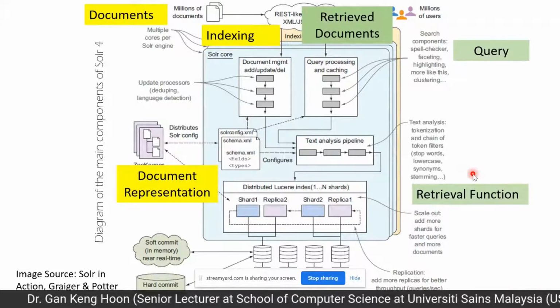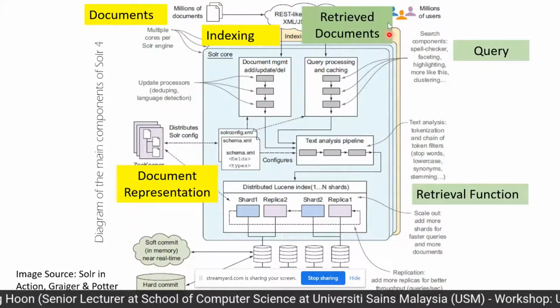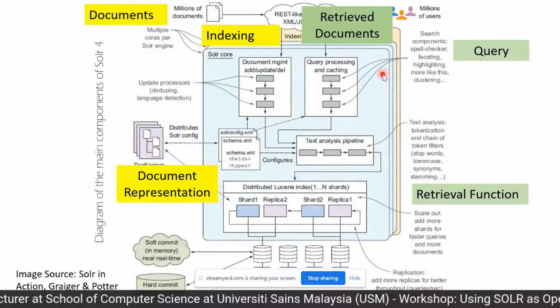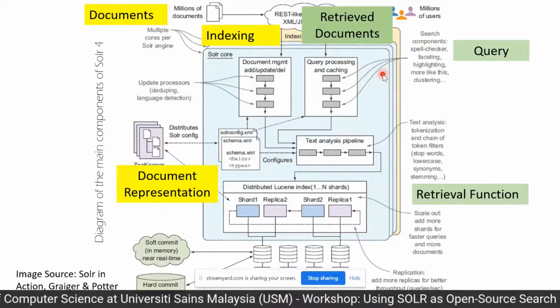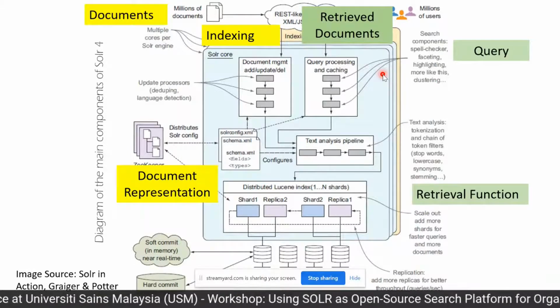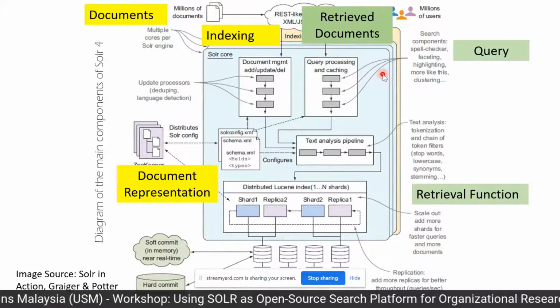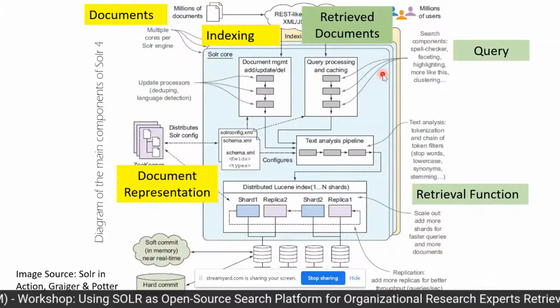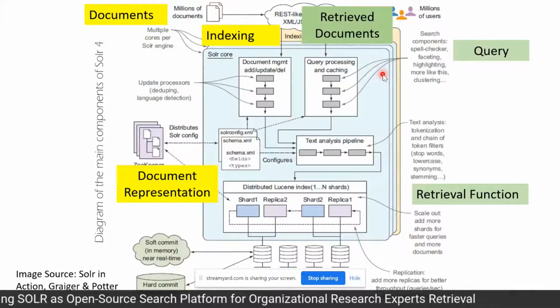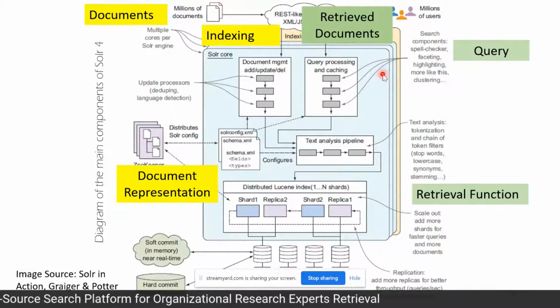And then, finally, we have the retrieved documents. In the SOLR search platform, the retrieved documents will be returned to the developers in a few formats that you can choose. It can be XML, JSON, CSV.